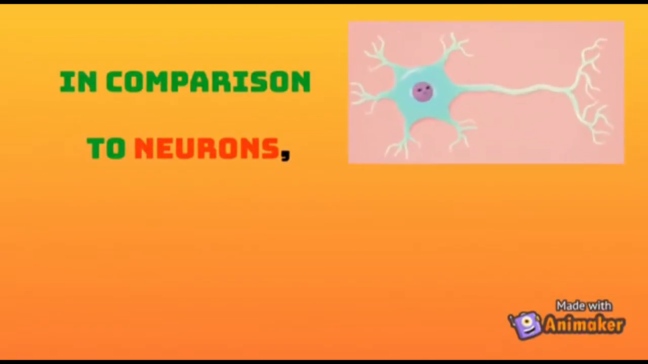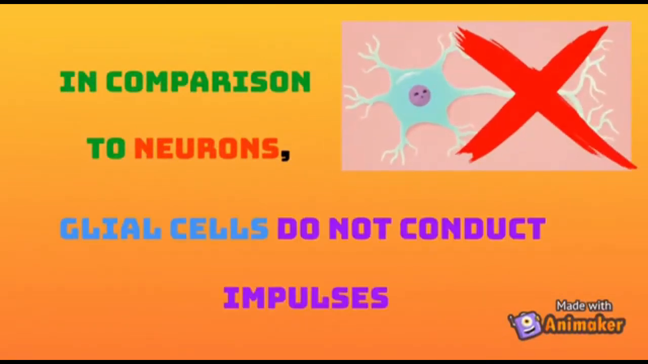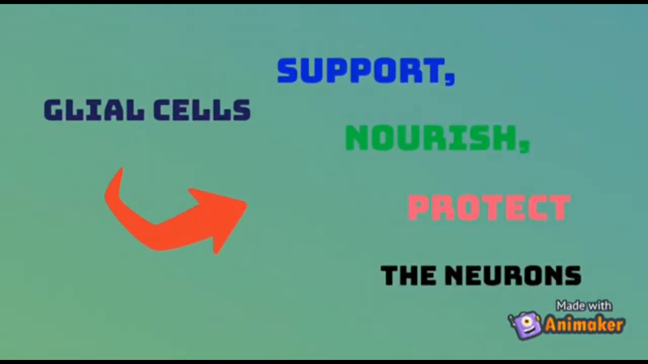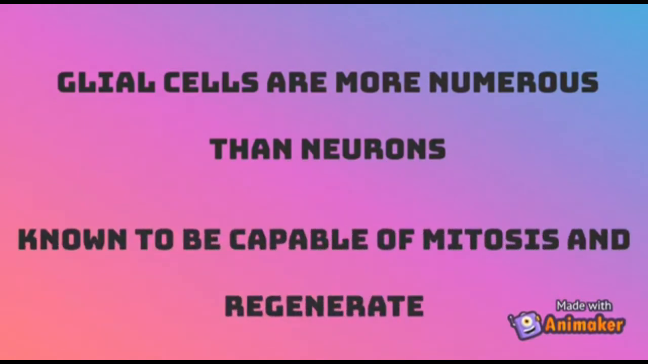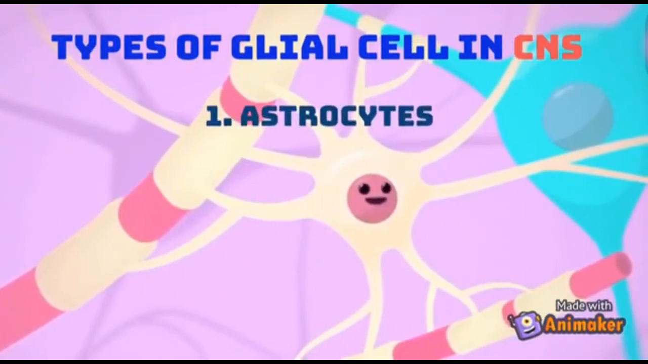In comparison to neuron, glial cell or neuroglia do not conduct impulses, but rather support, nourish, and protect the neurons. Glial cells are far more numerous than neurons, and unlike neurons, are known to be capable of mitosis and regenerate if injured. Types of glial cells in CNS.